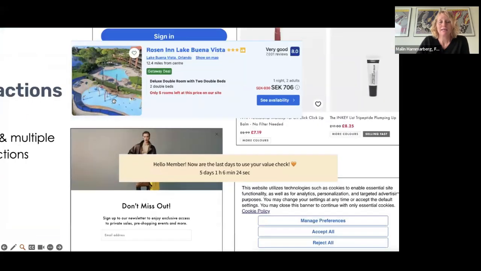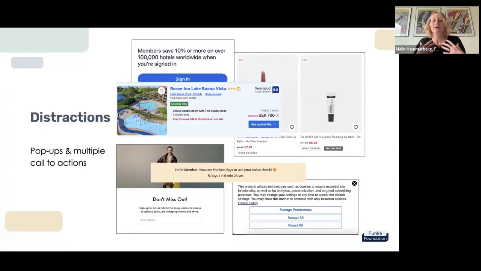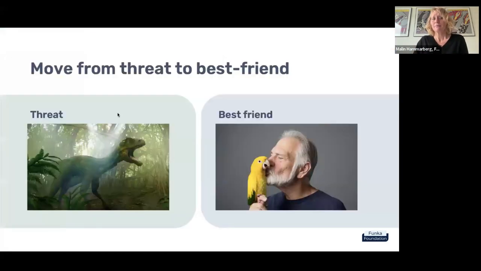And this one, sorry, my eyes are a bit bad, so I'm zooming in. Hello, member, now are the last day to use your value check, 5 days, 1 hour, 6 minutes and 44 seconds. So we even have a timer ticking down, increasing our moments of stress.